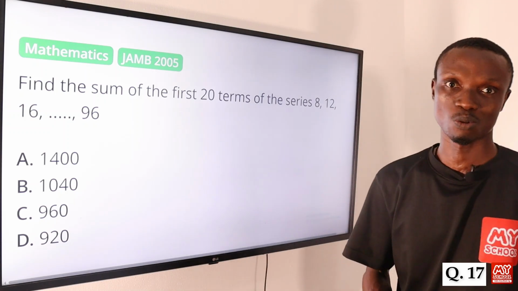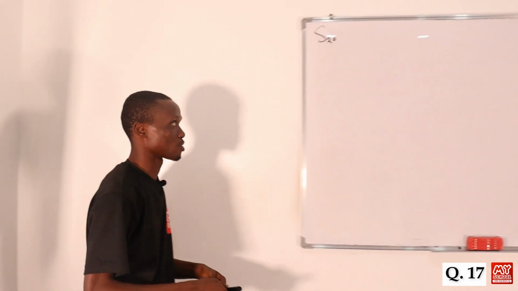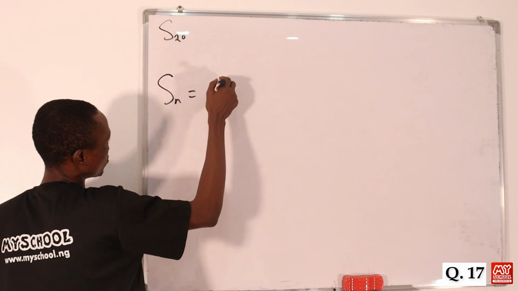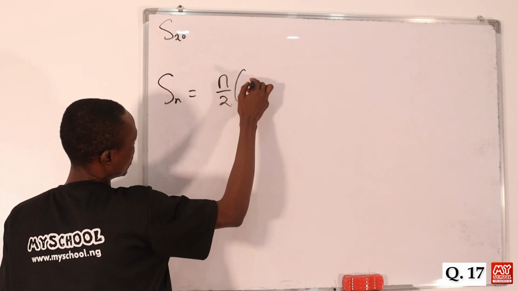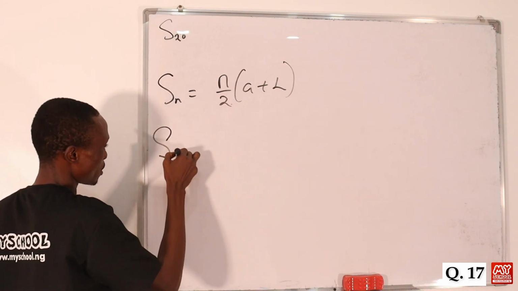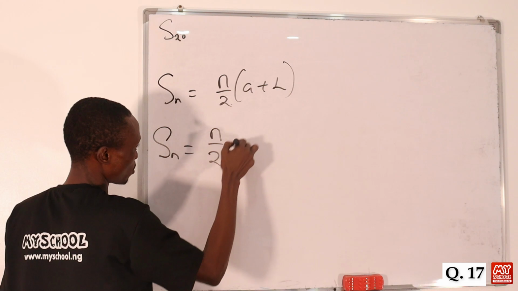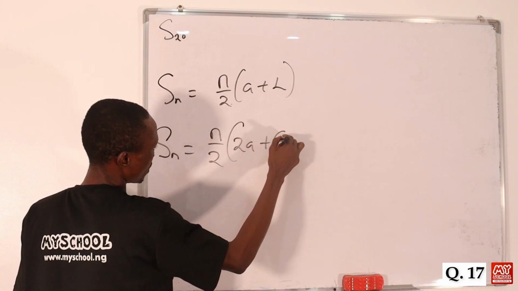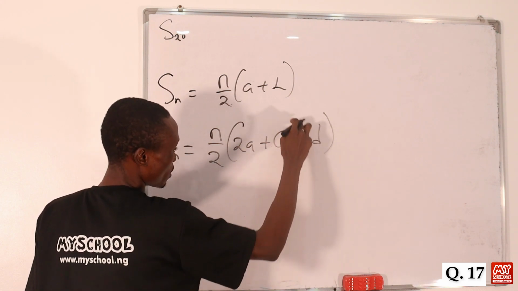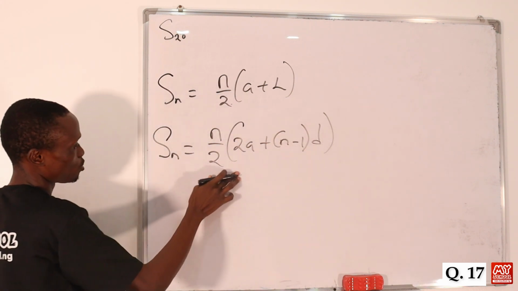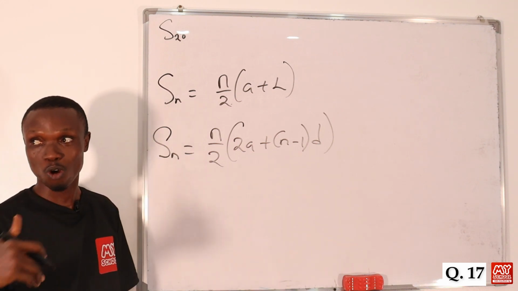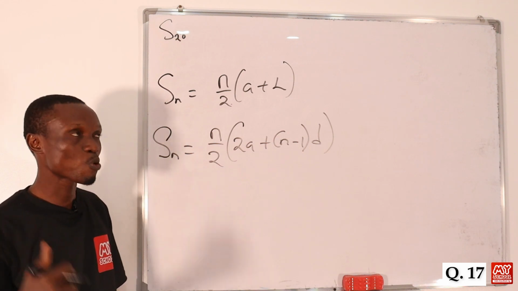So let's move over to the board to provide the answer to this question. For some persons, they will prefer to use Sn = n/2 (a + l) to solve this question. But me, I'm going to use Sn = n/2 (2a + (n - 1)d). That is what I will use to solve this. And the reason is that if you check the number of terms from 8 to 96, it is more than 20 terms.